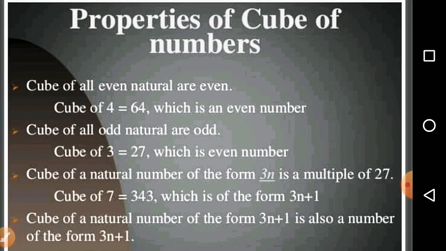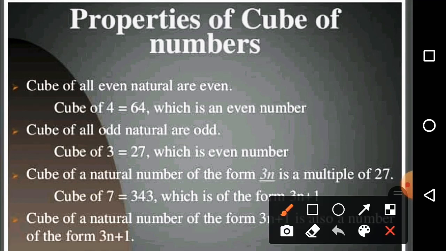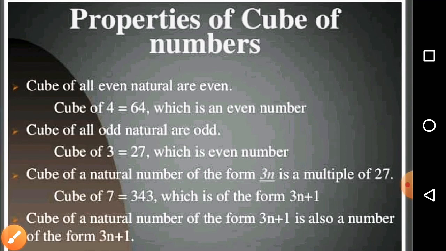If it is of the form 3n, then its cube is a multiple of 27. So the cube of 7 is 343, which is of the form 3n plus 1. This we will see when we go through the patterns of cube numbers. Now, if a natural number is of the form 3n plus 1, then its cube is also a number of the form 3n plus 1.